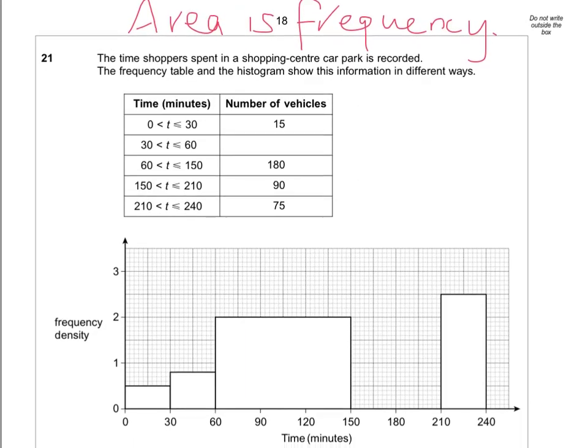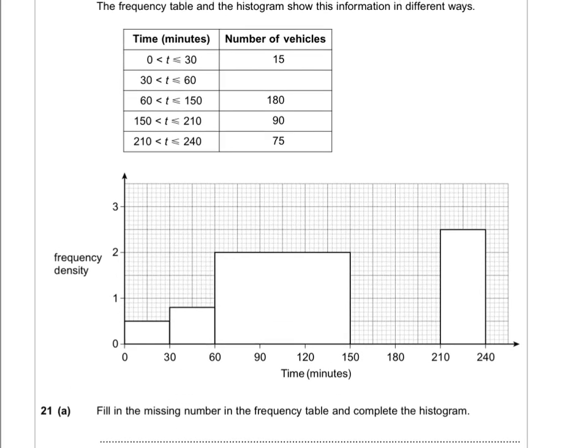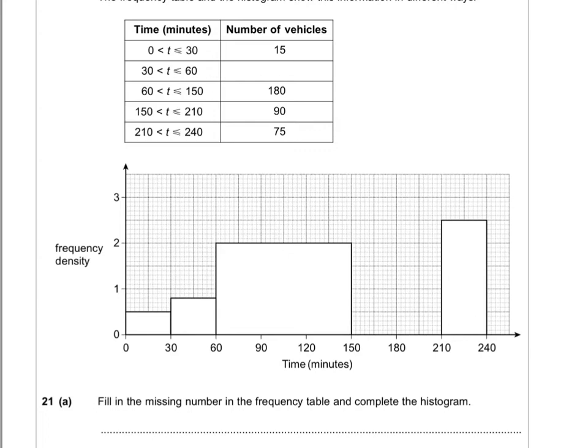So in this question, what are we asked to do? Well, we're asked to fill in the missing number in the frequency table and complete the histogram for 2 marks. So we'll start with that. So let's see the missing number and the missing bar. So firstly, let's do the missing number. So let's get this number here.